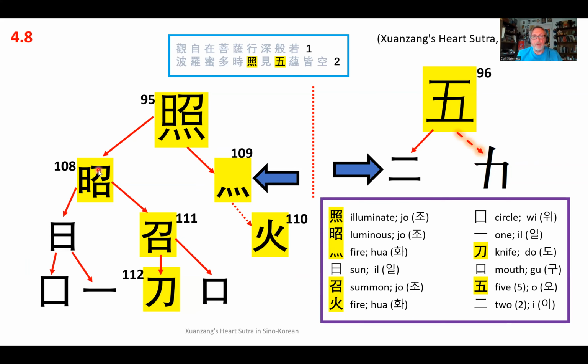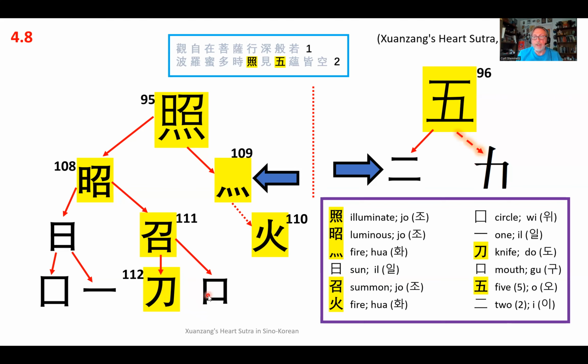Now the character for luminous, Jo, is made up of 2 parts. One is il, or sun, and the other is Jo, also pronounced Jo, which means to summon. This is like a decree or a summons. And they can be broken down even further, but there's only one more new component, and this is the component for knife. We have a knife block in our kitchen, and it has this character on it because it's from Japan, so that's a Japanese character, kanji, Chinese character for knife, which is pronounced do.